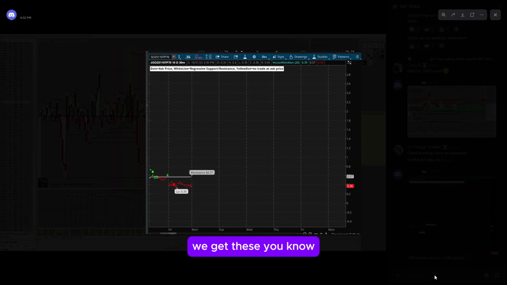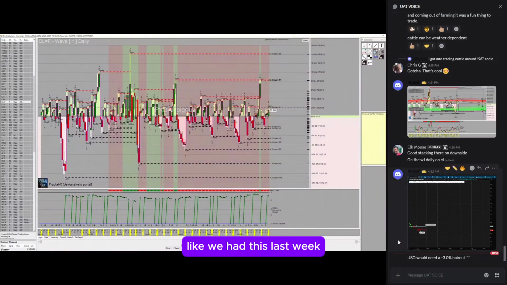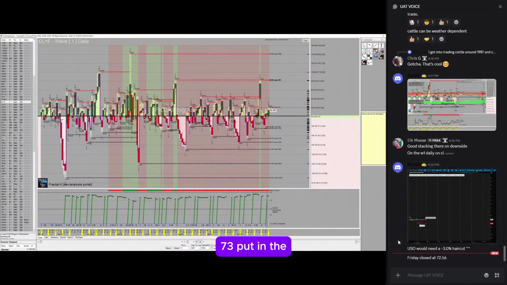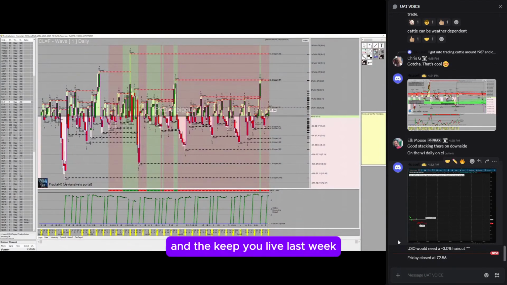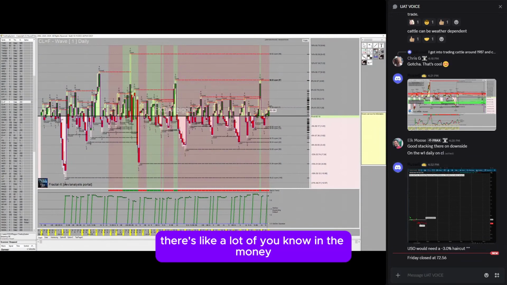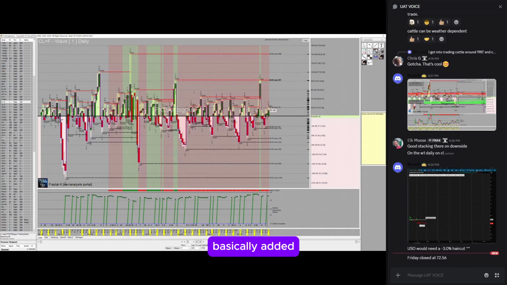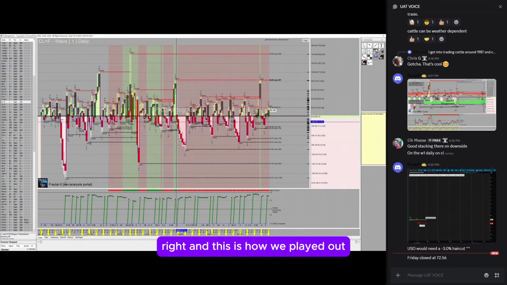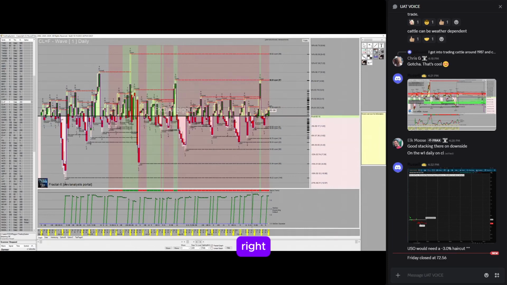We get these deep, oftentimes, like we had this last week actually, which is what the whole basis was for me putting up that 73 put in the QQ live last week. Oftentimes after these big upswings, there's a lot of in the money put basically added onto the next week's expiries. I've seen this pattern, I saw it this time, right? And this is how it played out following that pattern, right? Russell's showing in the chat USO would need a 3% haircut for this $70 put to work.